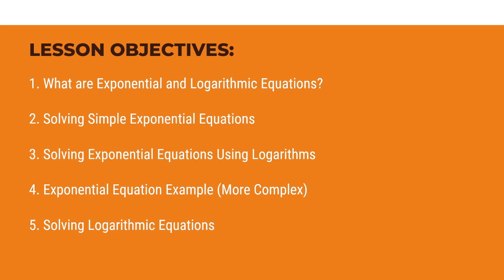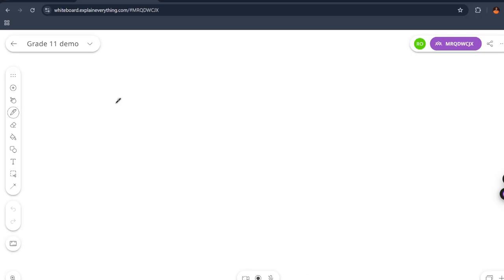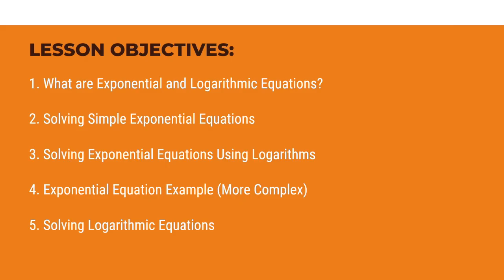What are exponential and logarithmic equations? Exponential equations are equations where the variable appears in the exponent. You said you know what an exponent is. So when the variable appears in the exponent, that is an exponential equation. This is an example of an exponential equation: 2 raised to the power x equals 8. This is an exponential equation because the variable is in the exponent.